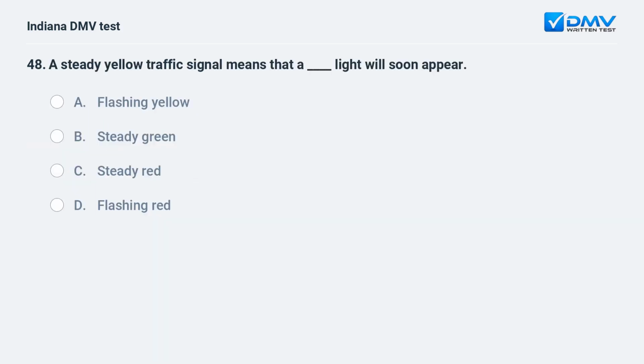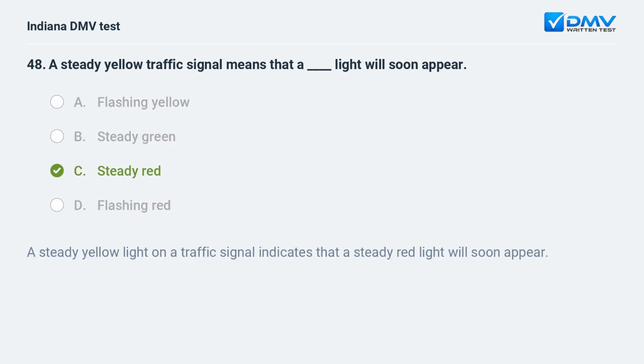A steady yellow traffic signal means that a blank light will soon appear: a. Flashing yellow. b. Steady green. c. Steady red. d. Flashing red. c. Steady red. A steady yellow light on a traffic signal indicates that a steady red light will soon appear.